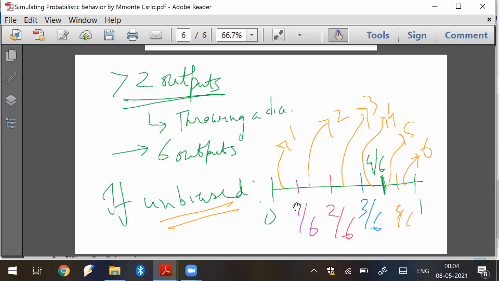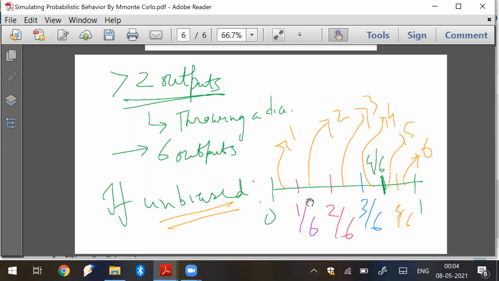Suppose I take 0 to 1 by 6 for face 1. That means if any random number I generate falls within this interval, like 0.166, then I will say face 1 has occurred. If it falls within 1 by 6 to 2 by 6, then face 2 has occurred, and likewise. So 0 to 1 by 6 is assigned for face 1, 1 by 6 to 2 by 6 for face 2, and ultimately 5 by 6 to 1 for face 6.